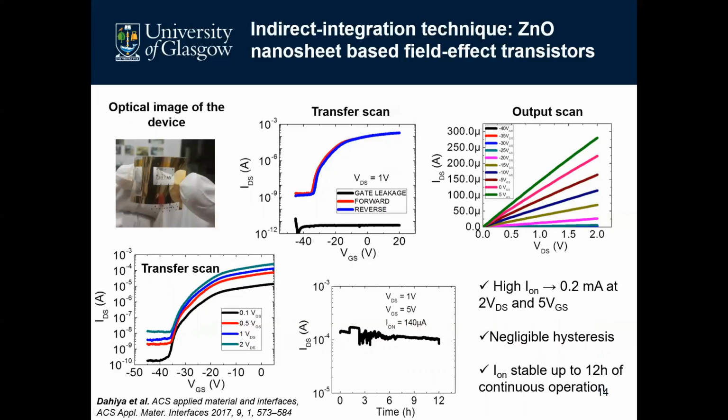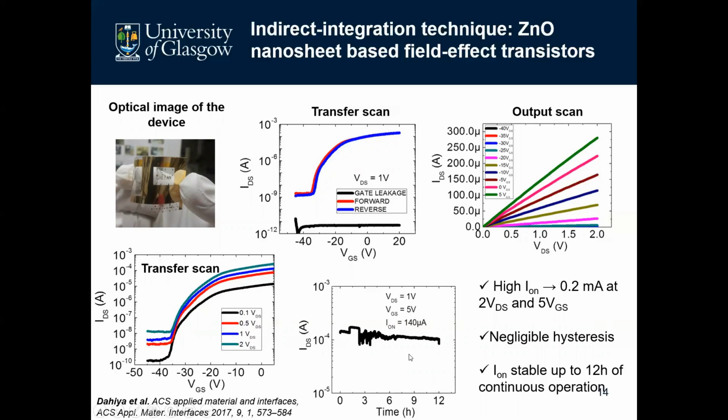As you can see in the transfer scan in the middle, the gate leakage for this device from parylene C is very low, which is very important. And the second is that negligible hysteresis is observed from these devices. The output scan shows the high ohmicity of the source drain contacts, which is needed for high performance. Here is the transfer scan done at different VDS, showing the enhancement of the on current.